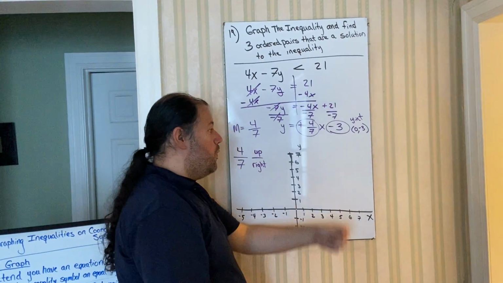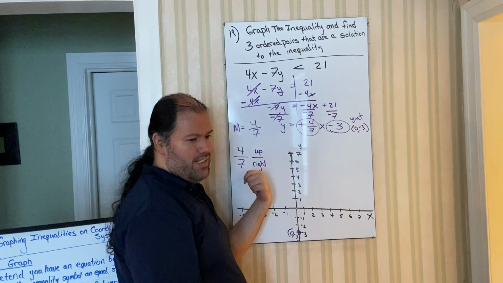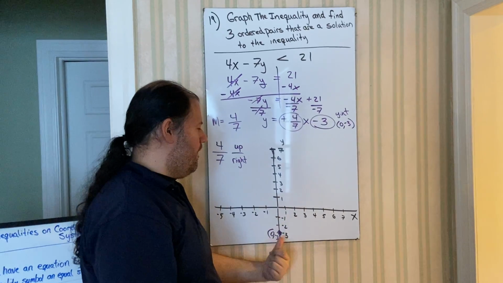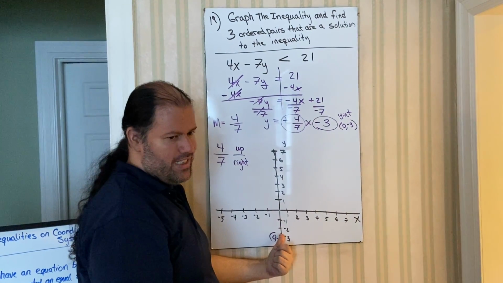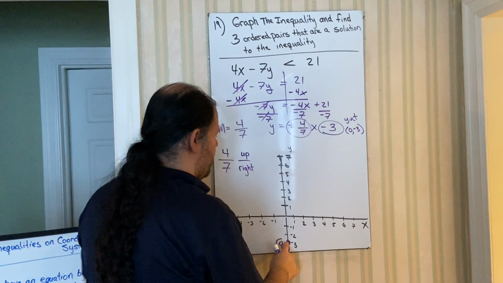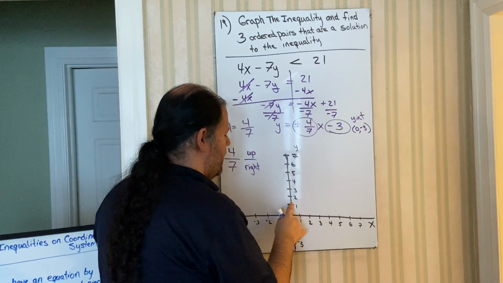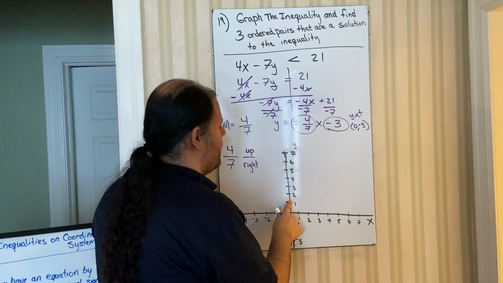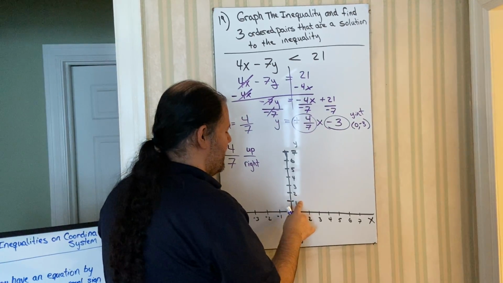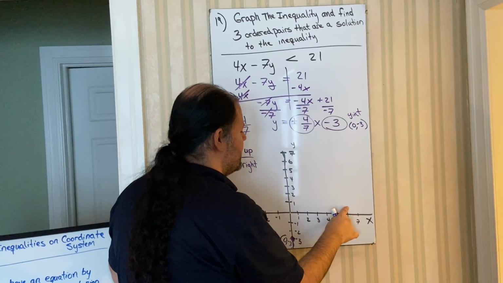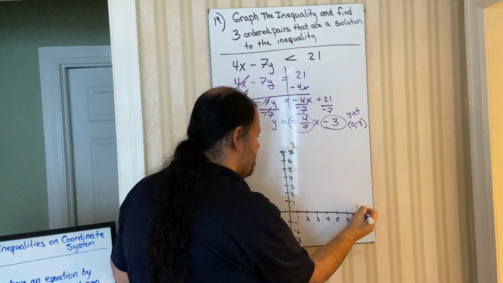So, where do I start the up and right from? Not here, not out here, always from your y-intercept, here. So from here, go up 4 units. 1, 2, 3, 4. And then go to the right 7 units. 1, 2, 3, 4, 5, 6, 7. Boom.